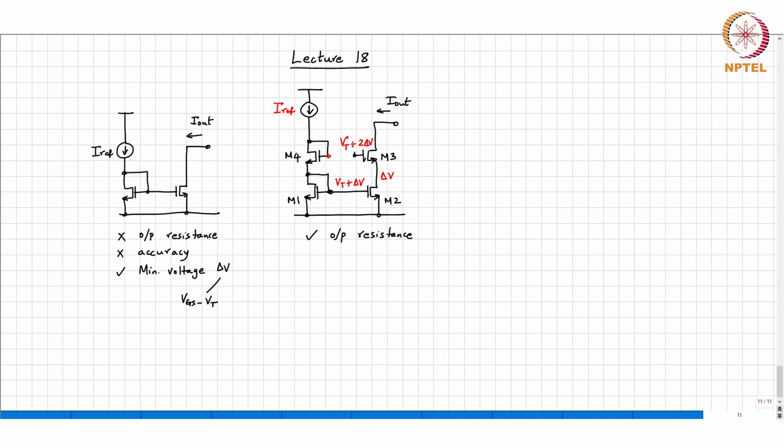It is GMR naught times R naught, which is an order of magnitude better than the basic current mirror. Is this clear to everybody? All right. However, what comment can you make about accuracy? What is I out?